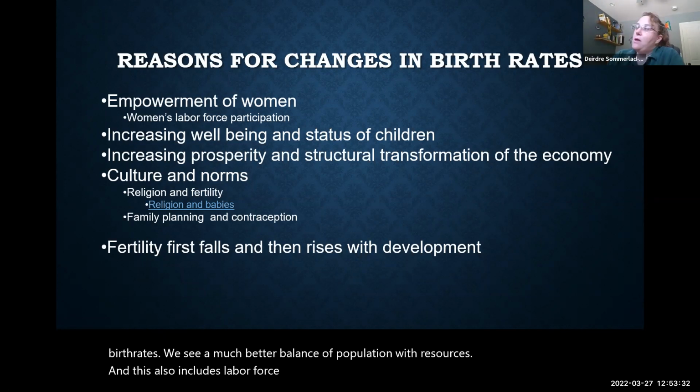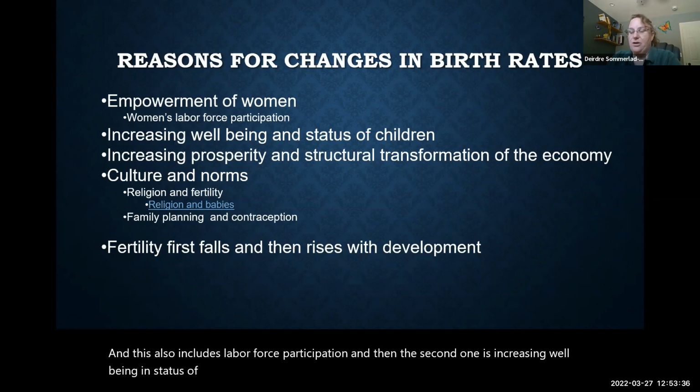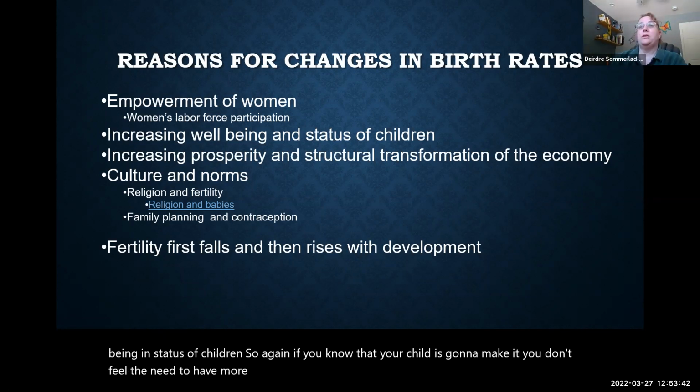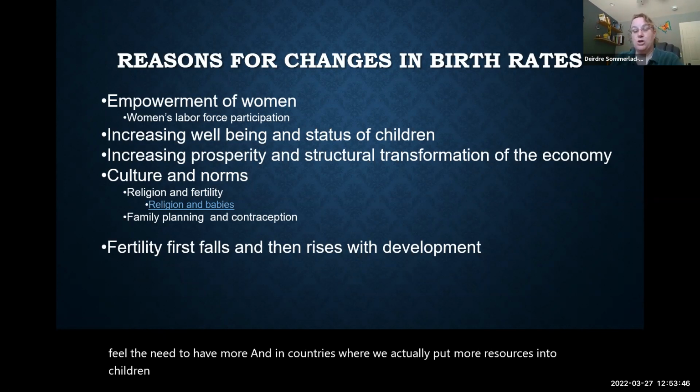And then the second one is the increasing well-being and status of children. So again, if you know that your child is going to make it, you don't feel the need to have more. And in countries where we actually put more resources into children, the likelihood of them making it to adulthood increases, which of course decreases the pressure to have more children.